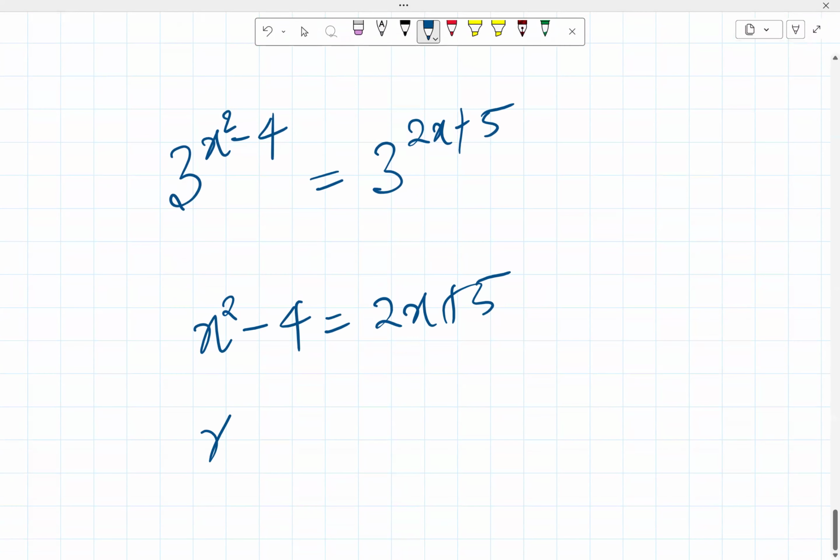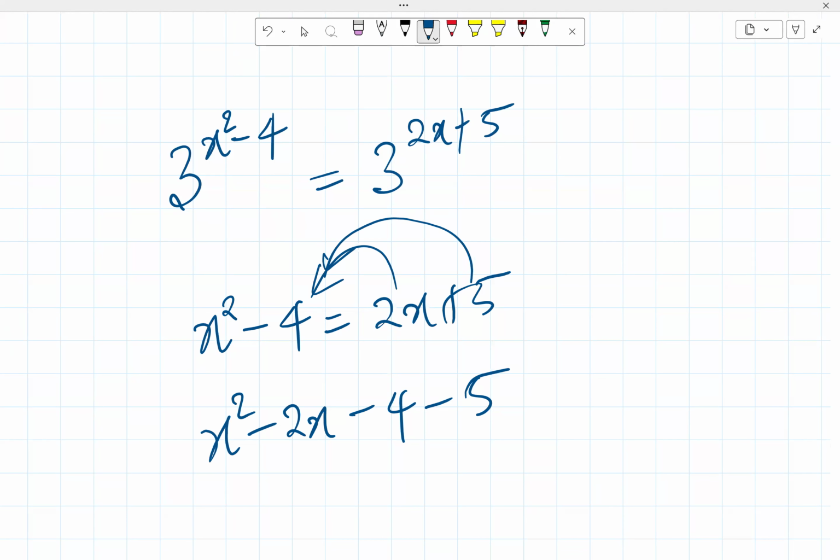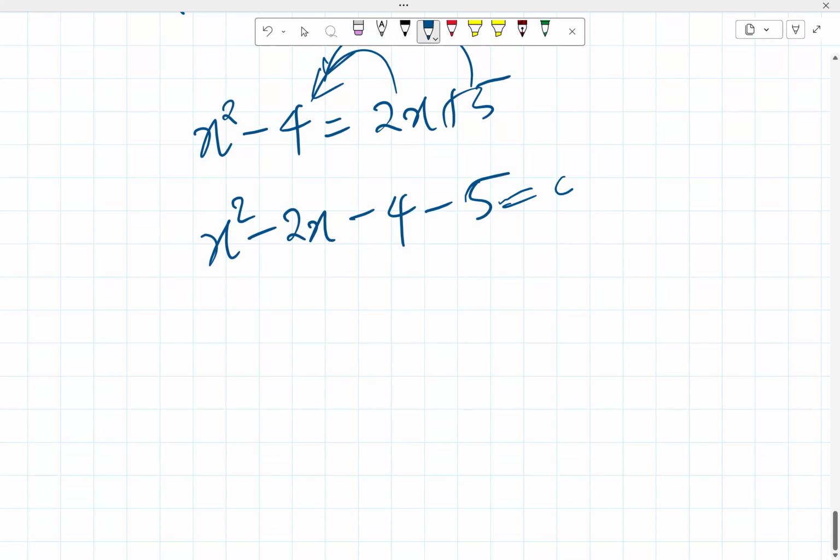So that means we have x squared minus 2x, minus 4 minus 5. So transfer this here, then transfer this also. So we have minus 4 minus 5, and all of that is equal to 0 since we've moved everything. So we have x squared minus 2x minus 9 equals 0. So I'll just go straight, because I've done this before.